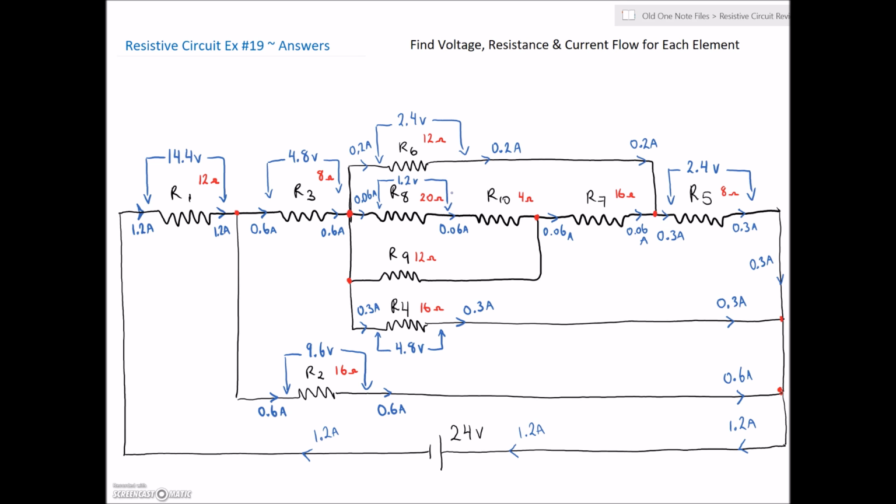Okay. Next one, we got 0.06 amps, and we got 4 ohms. So we're going to multiply that by 4. That gives us, is that right? 0.06? Yeah, that's only 0.24 volts across this guy. Nice. And then finally we have 0.06. R7, it is 16 ohms, and that leaves us 0.96.